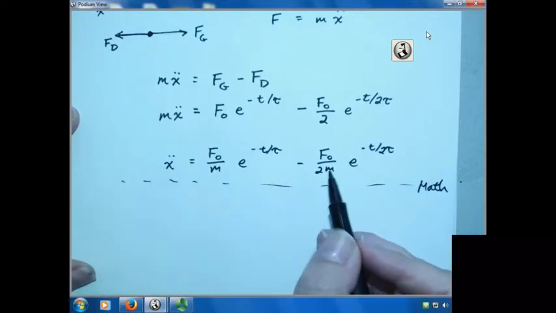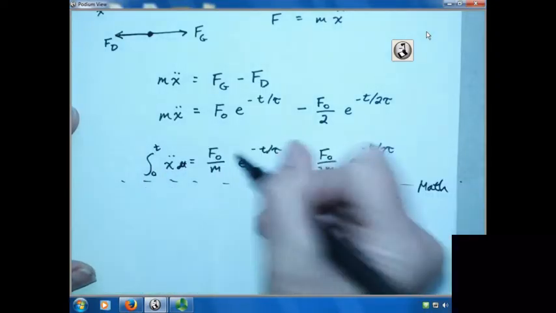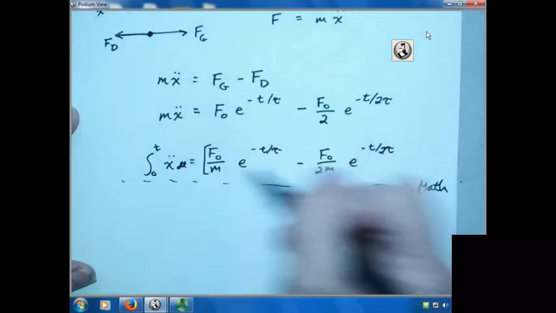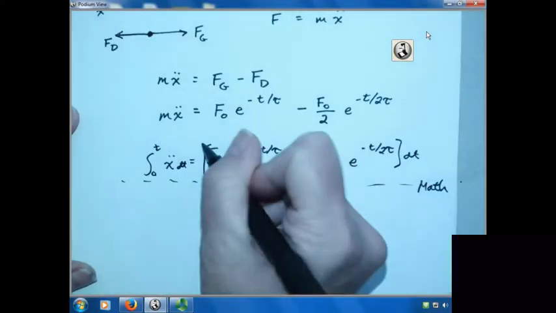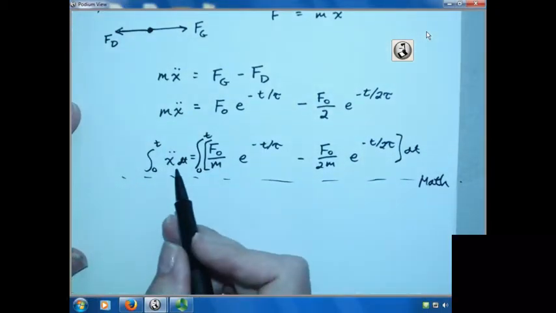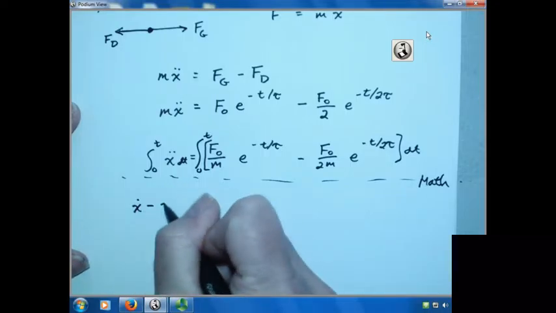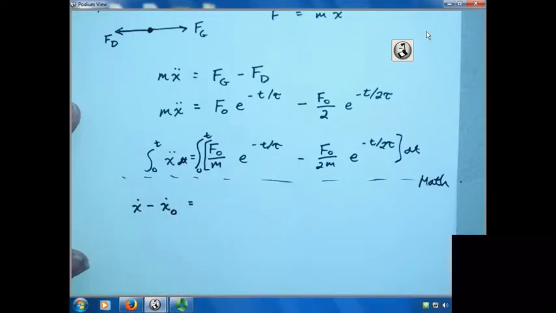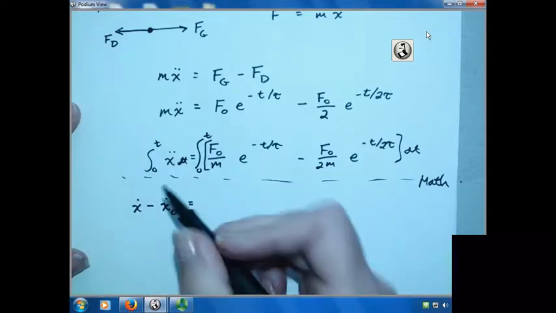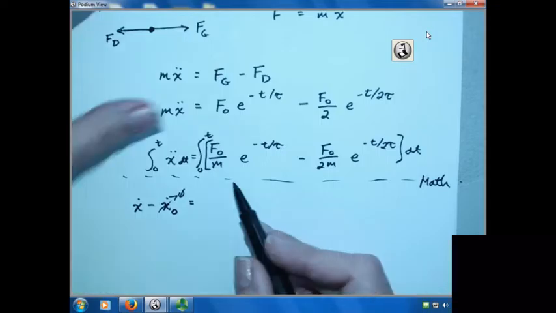So I need to integrate both sides with respect to time from 0 to t. I'm just going to go ahead and do it this way. And I know what I'll get on this side will be x dot minus x dot initial. And x dot initial is the initial x component of velocity, which I was told it started from rest, so I know that one's 0. Okay? Is everybody okay with what happened on the left-hand side here? Okay, cool. All right, so now I have to do the right-hand side.